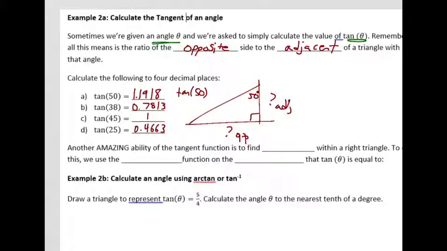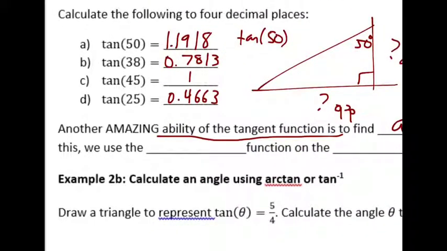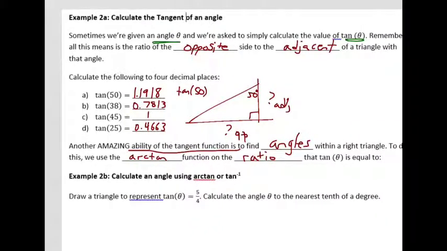Alright, so we've set up ratios and that's all well and fine. But another amazing ability of tangent is to find angles within a right triangle. And again, this is something you haven't really done before. You've been able to find sides of right triangles using Pythagoras, but I'm about to show you how to use trigonometry to find unknown angles within a right triangle. To do this, we're going to use something called the arctan function, and we're going to use it on the ratio that tan theta is equal to.